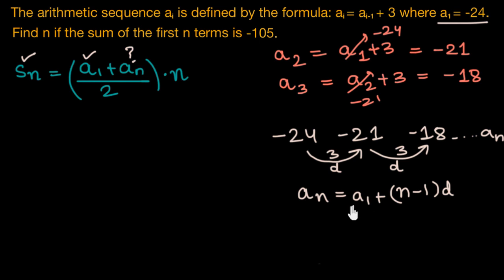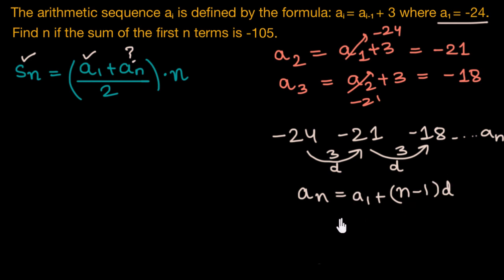So now, if you go ahead and replace this expression for a_n in this equation over here, you'll get your old school formula, which is S_n equals n by 2 times (2a_1 + (n minus 1)d), which is nothing but just another way to write this whole thing. So you can either do that or we can just simplify a_n over here.